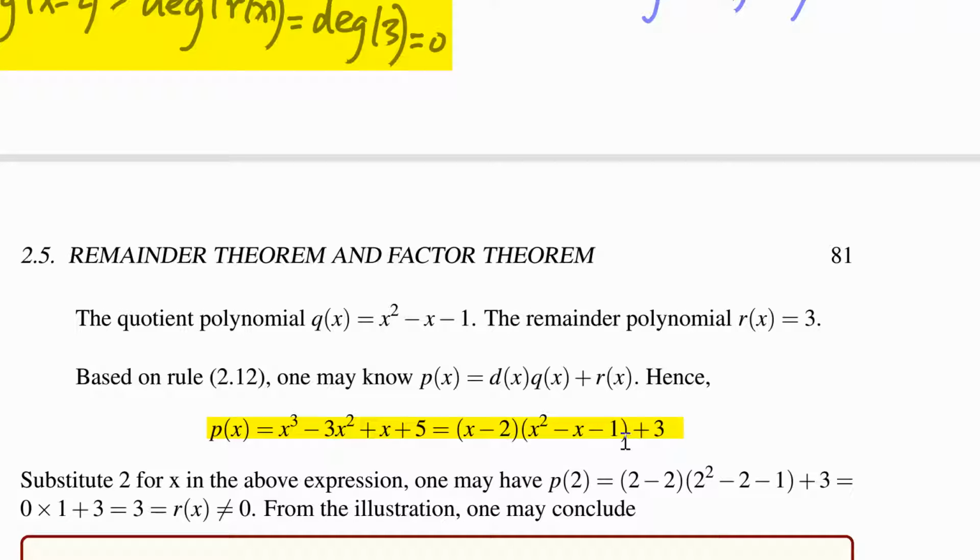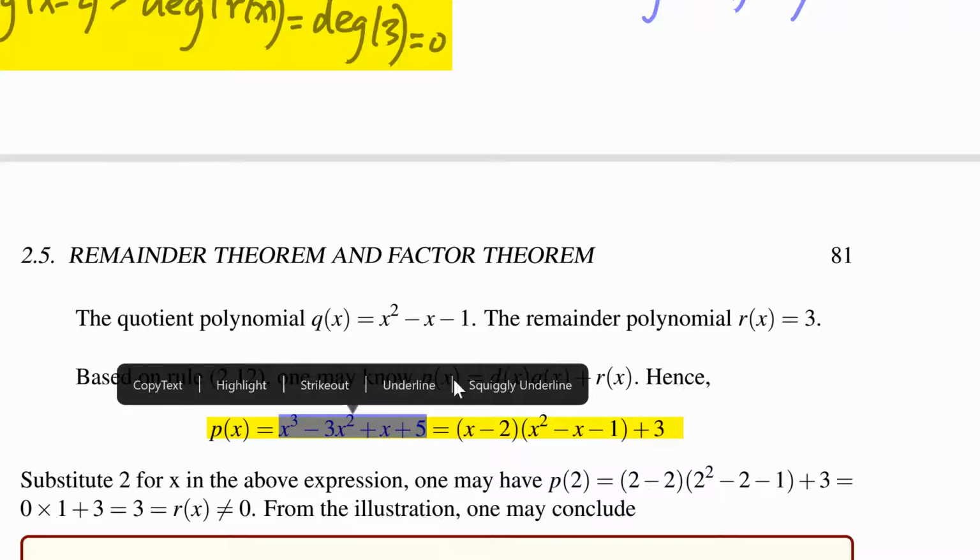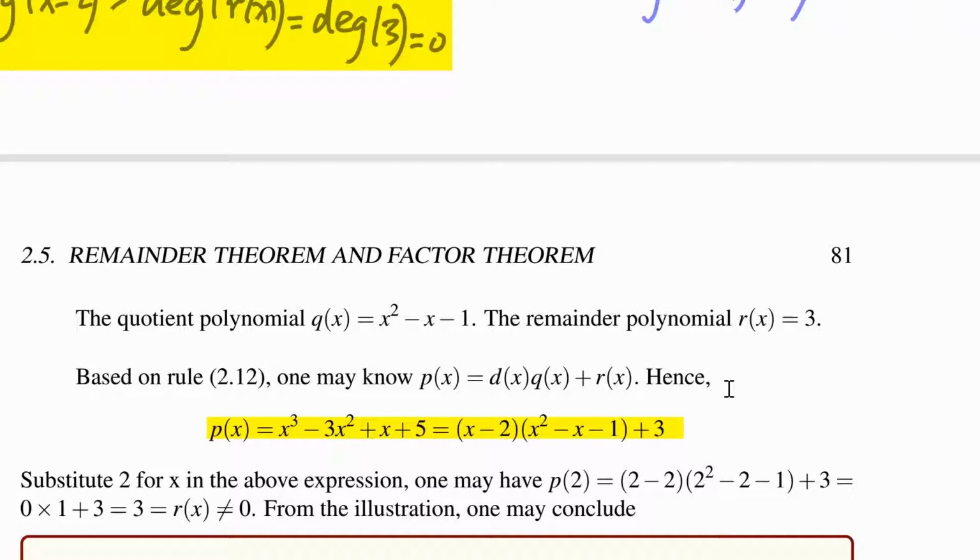You can try it. You can expand x minus 2 times x squared minus x minus 1, and then plus 3, and you will get this one. All right. Now you can see if you write P of x in this way, 3 is the remainder.